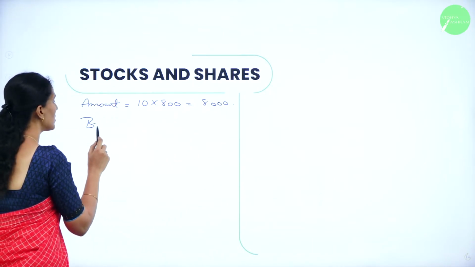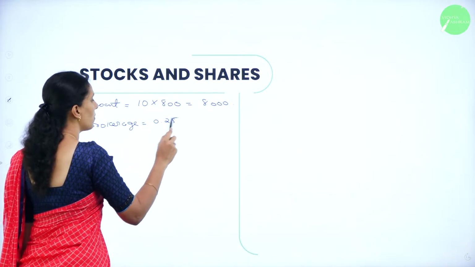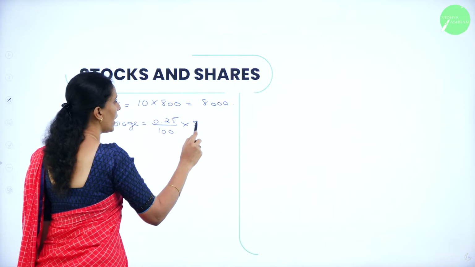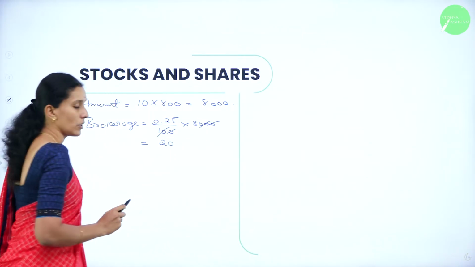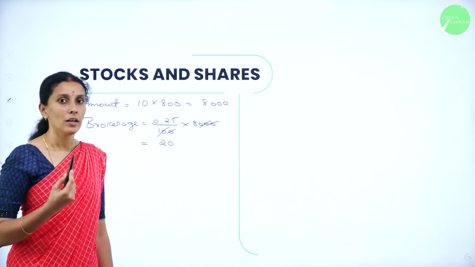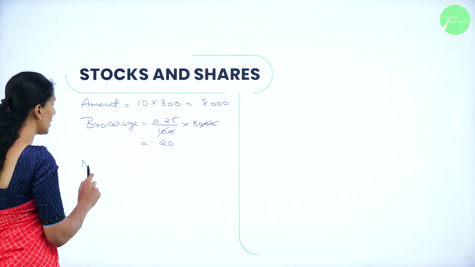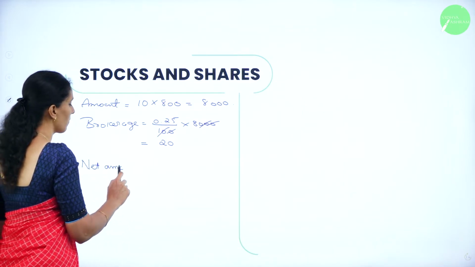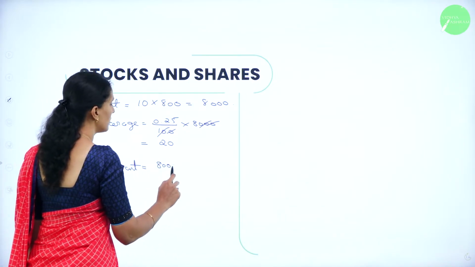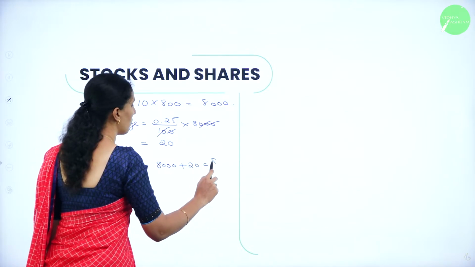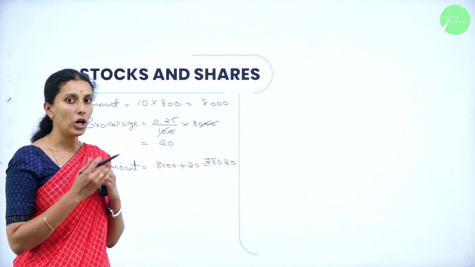Now here the brokerage is the same again, 0.25%. So it is 0.25 by 100 into 8,000. When you multiply, that is equal to 20. So when you buy a share, the net amount will be equal to market value plus brokerage. Therefore here the net amount is 8,000 plus 20, which is equal to 8,020 rupees. So now he has bought the shares.